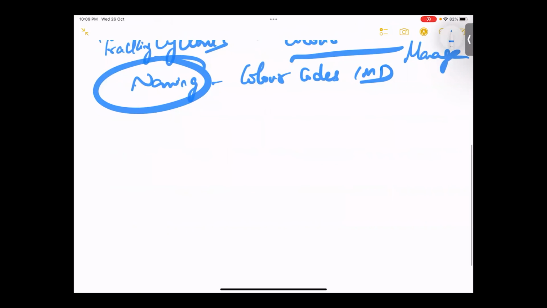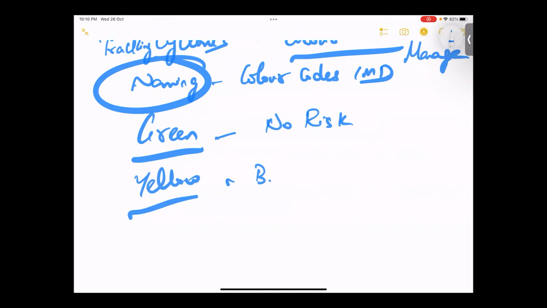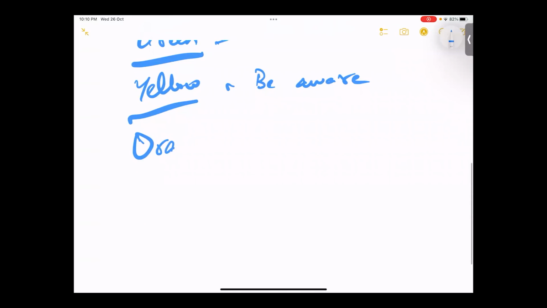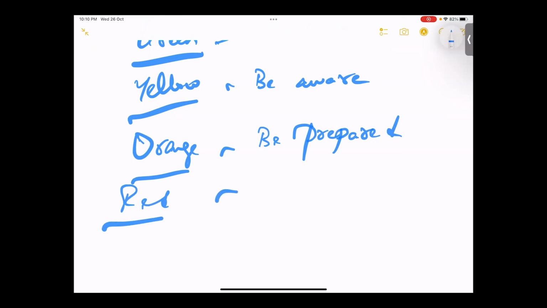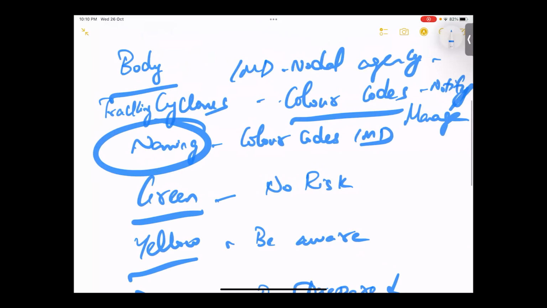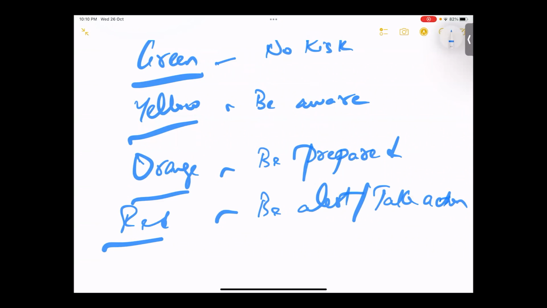Okay, the first code is the green code. What is the green code? Basically, green means no risk. Yellow means be aware, cautious, like our signals only. Orange, be prepared. And finally, red is be alert and take action. So these are the 4 codes which the IMD has given.